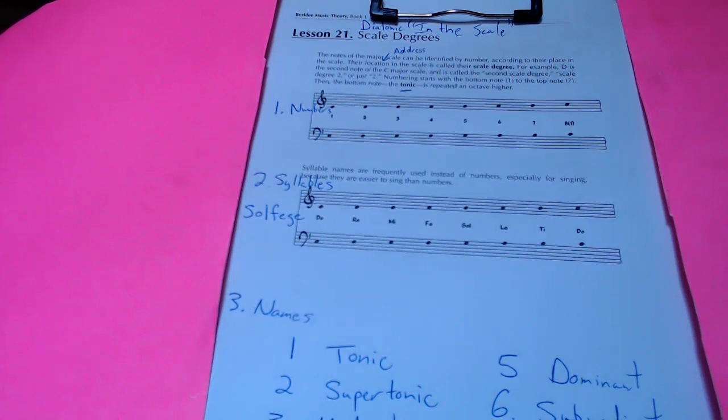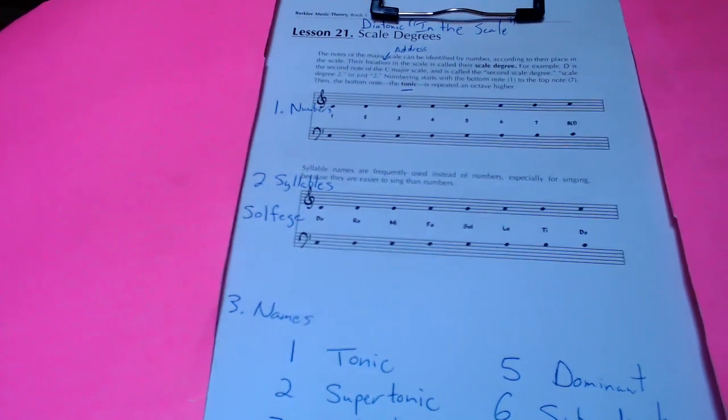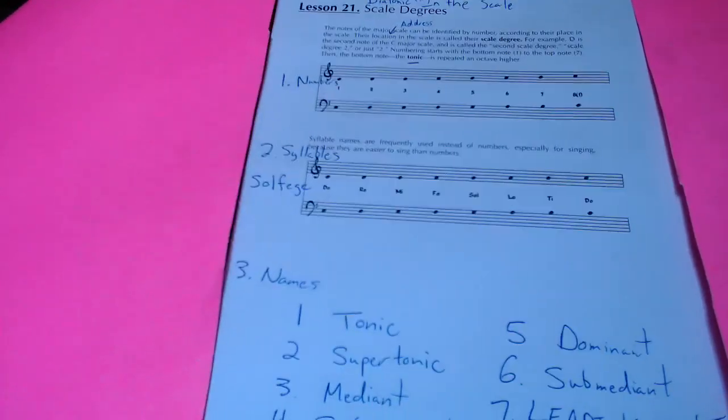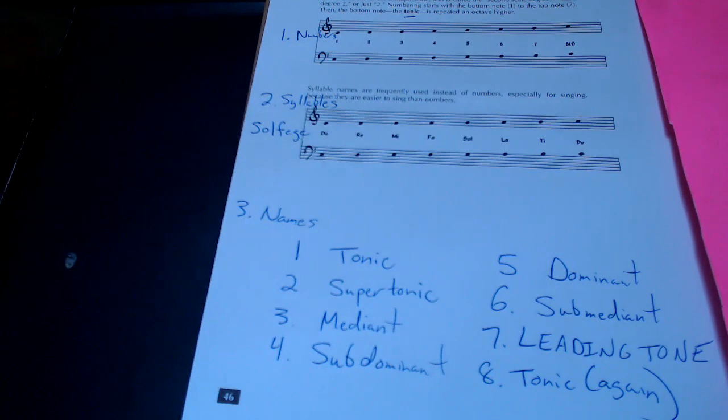We know numbers, we know solfege. Now here is the one that is going to be used in the future. I'm not talking about right now. I'm going to introduce it, test you on it, make you memorize it, and then we're going to use this in all 4 semesters, 5 semesters of theory, okay? And that is the names of the scale degrees. We've got the numbers, we've got the syllables, and now we have the names, okay?